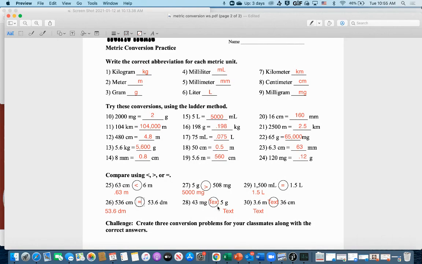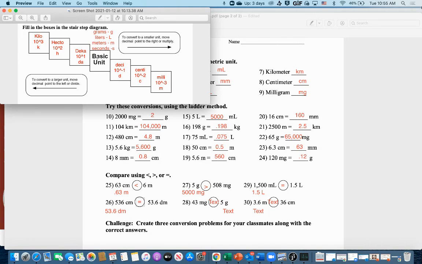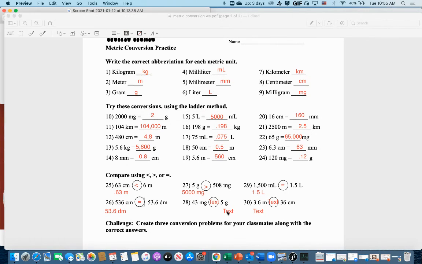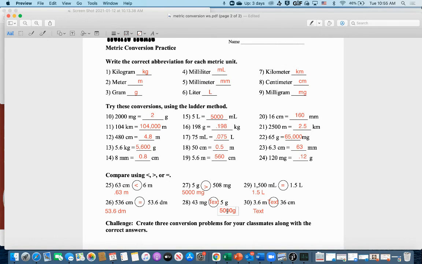43 milligrams and 5 grams. Okay, let's convert. Let's go 5 grams to milligrams. Grams 1, 2, 3 down to the right. Well, then this would become 5,000 milligrams, which is definitely bigger than 43 milligrams, right? And I always face it towards the bigger number. This is the less than sign for this case.